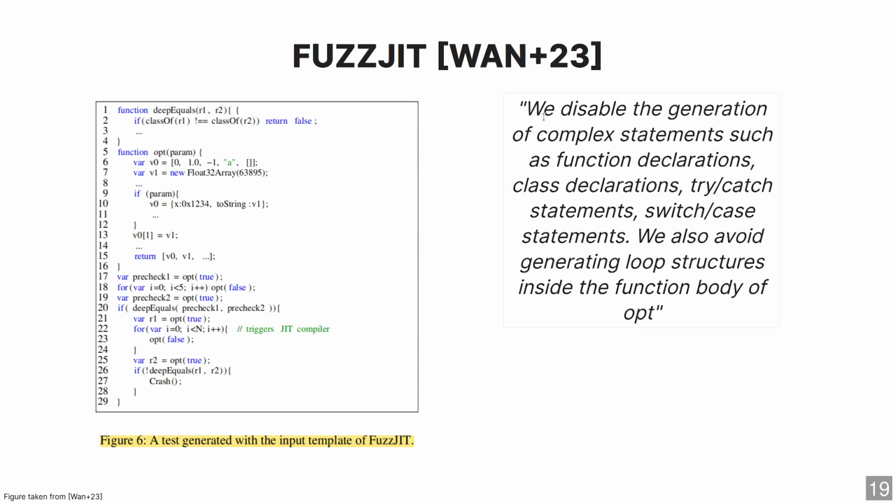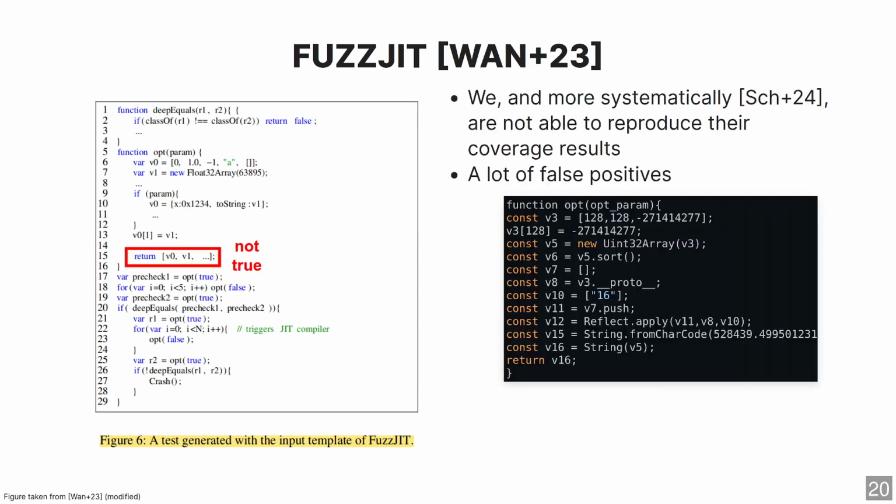Yeah, this approach is very susceptible to false positives, and that's why they write: we disable the generation of complex statements such as function declaration, class declaration, try-catch statements, switch statements. We also avoid generating loop structures inside the function body of opt. So yeah, they're not very thoroughly testing the JIT engine, but still a very nice approach.